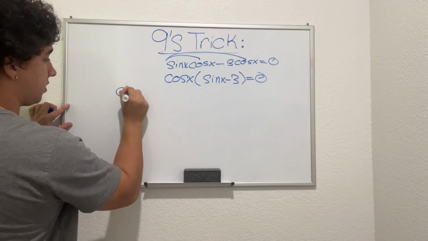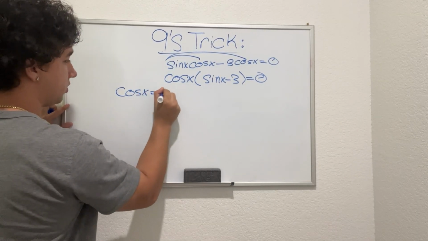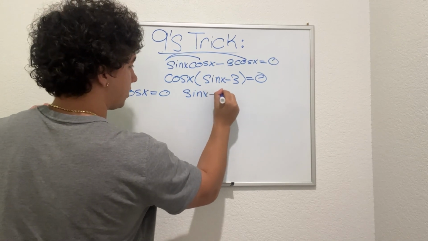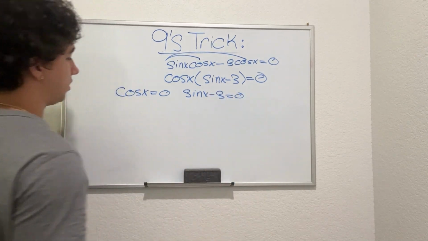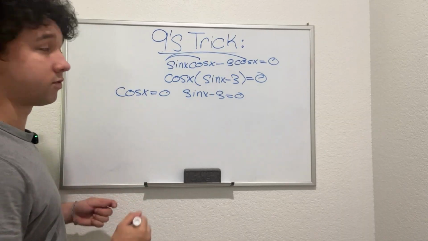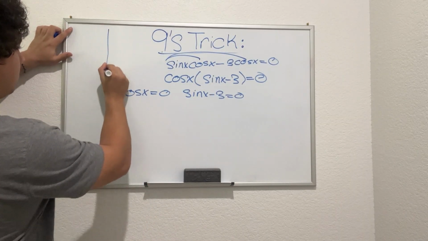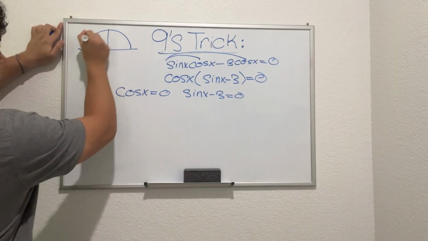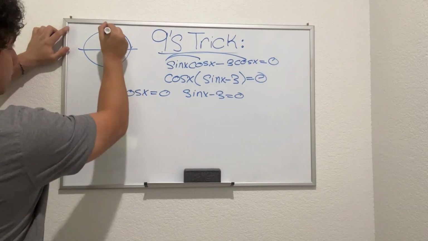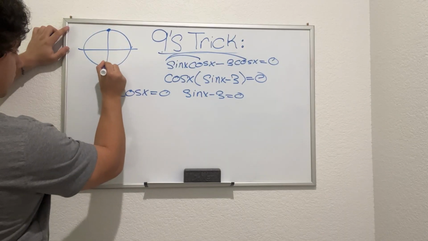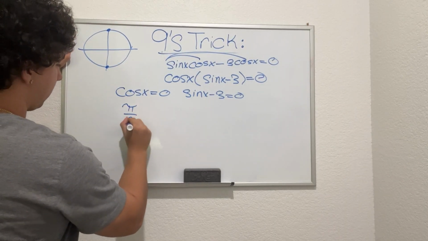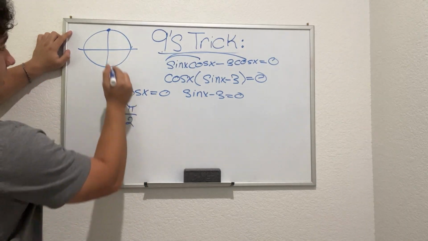I'm going to have cosine x equals 0, and then sine x minus 3 is equal to 0. Okay, so cosine x equals 0. Well, what I'm trying to think of is when cosine is equal to 0. So pull up my little unit circle here. Cosine is equal to 0 at the angles right here and here. Notice that is pi over 2, and then also 3 pi over 2.